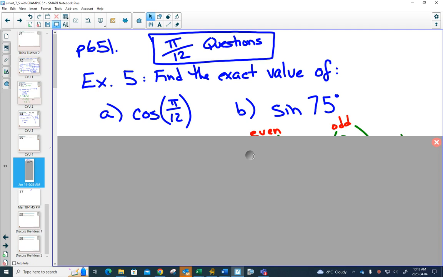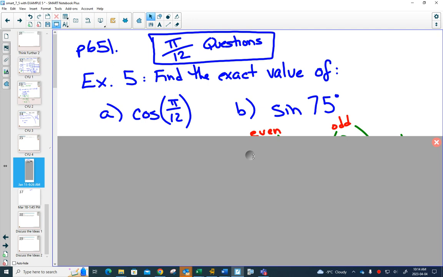So call this example 5. This unit, this lesson has not gone in a nice order. We did example 2, then 3, then example 1. Now we're doing example 5, which didn't exist, and then we'll do example 4. So for those of you that are like, oh, math is always so linear, this is your break.